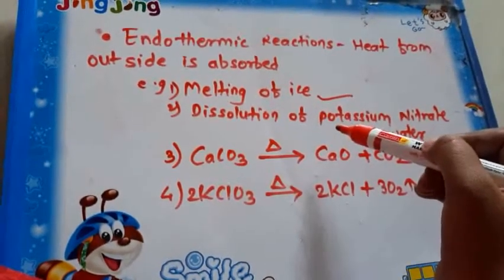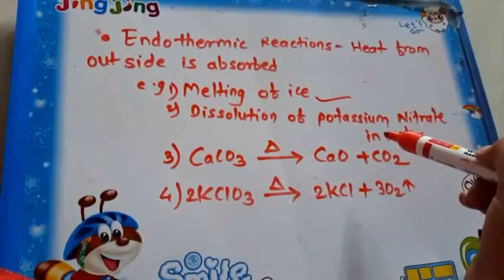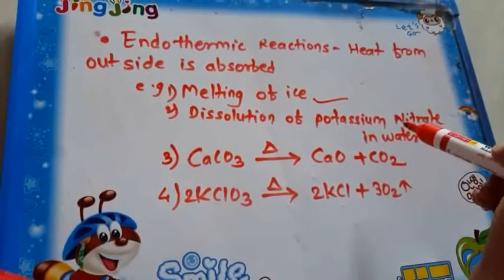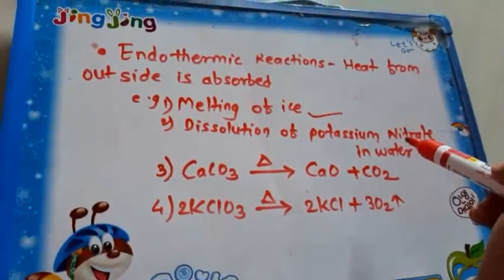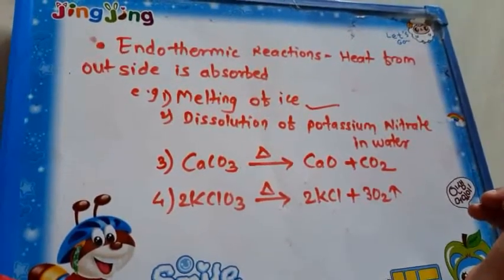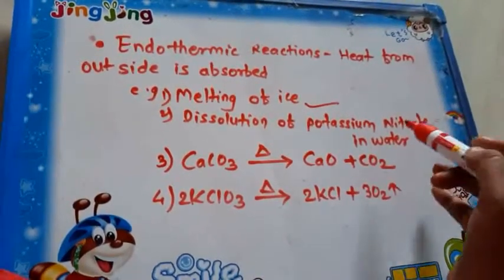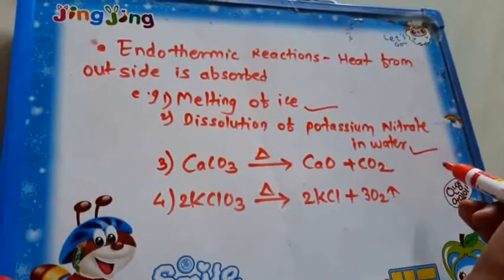Next is dissolution of potassium nitrate in water. While dissolving potassium nitrate, heat from the surroundings is absorbed and therefore the temperature of the resulting solution is less. So this is also an endothermic reaction.